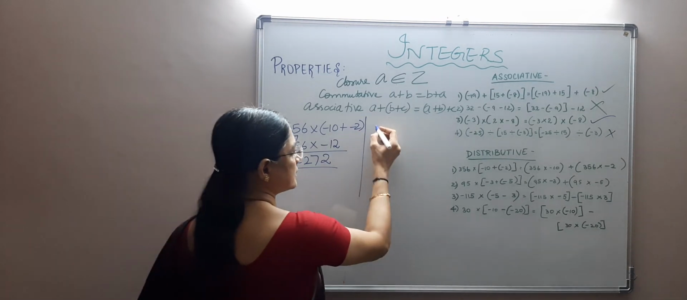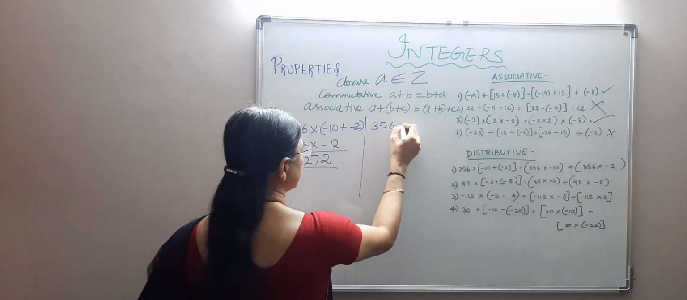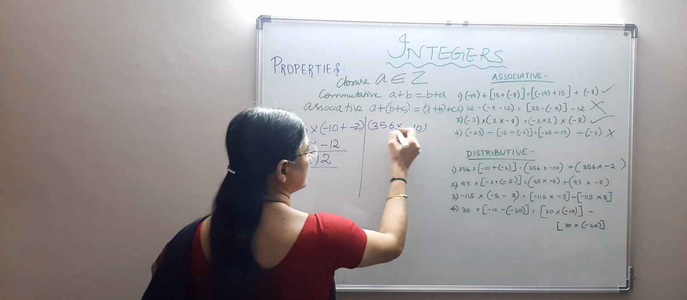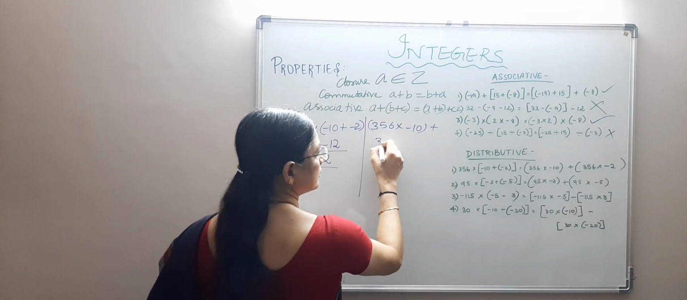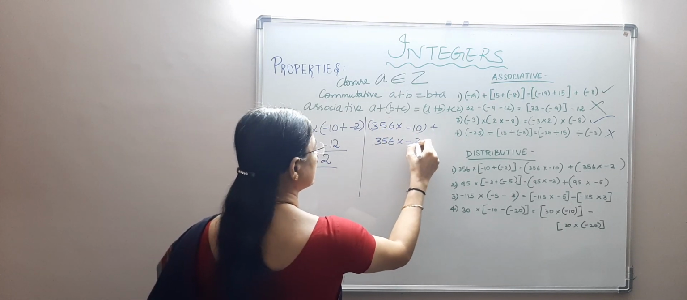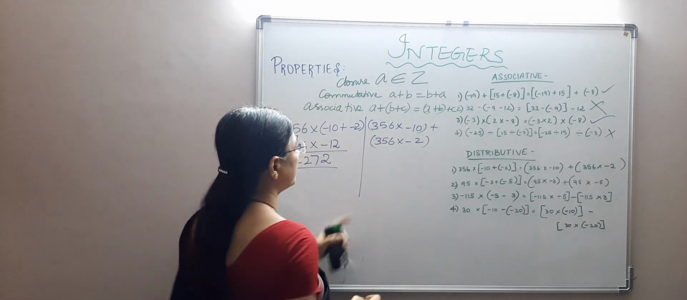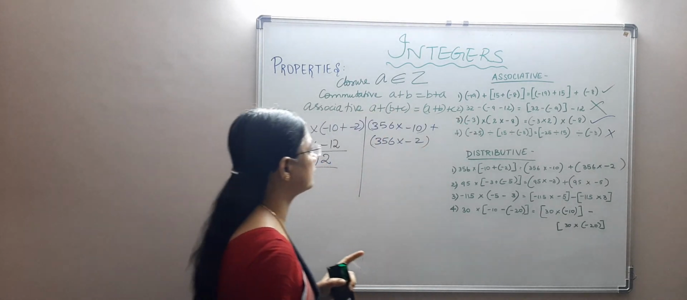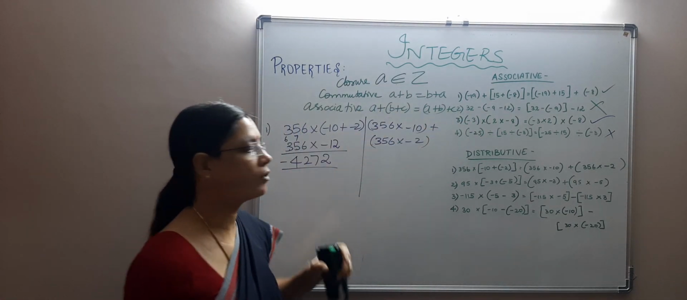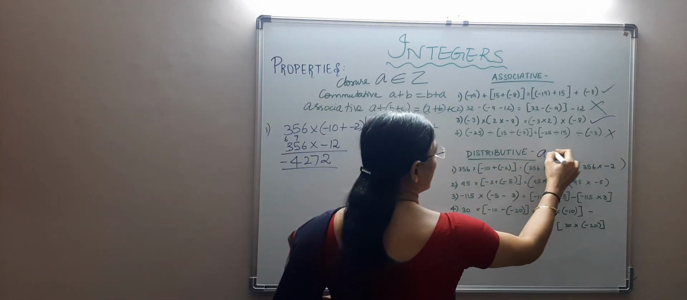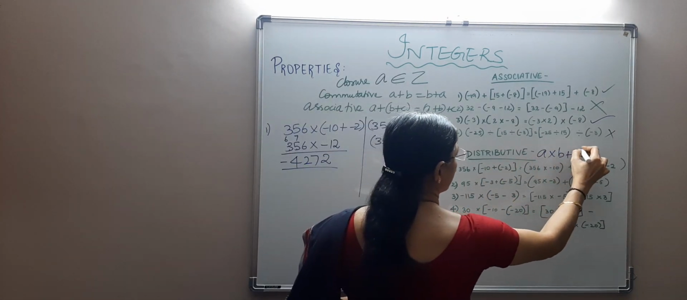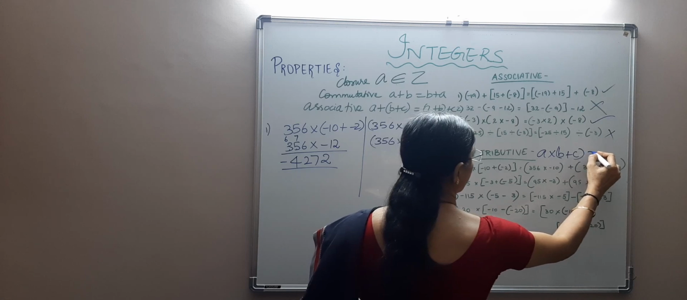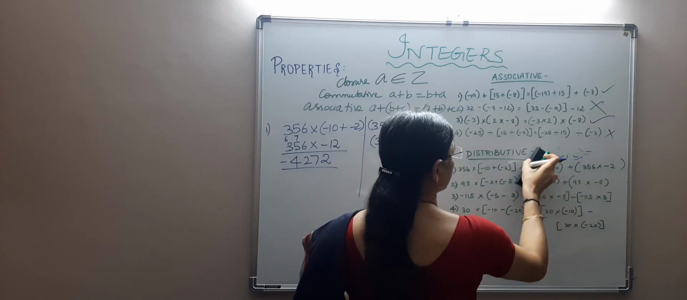Now for the right side, 356 into, this is the distributive property. I will tell you the general formula for this. We haven't taken, I've written associative property. For associative property, I've written the formula. For distributive property, it is multiplication over addition. A into B plus C is equal to, let me write it here.